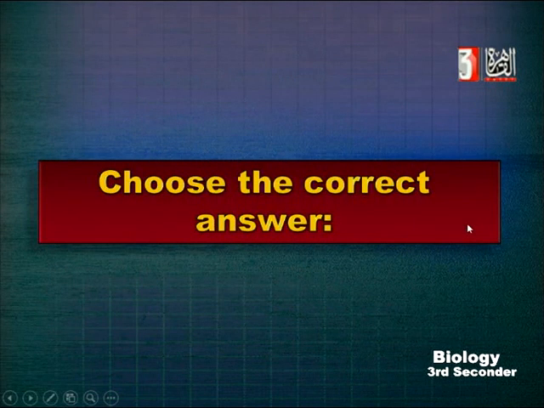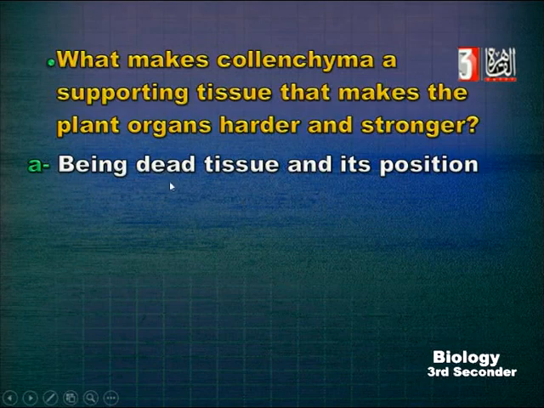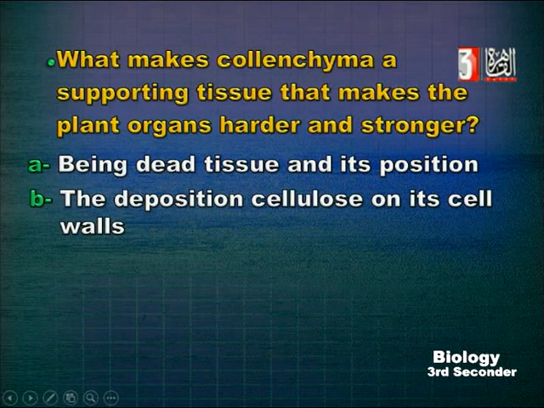Now let's answer some questions about what we have studied. Number 1, what makes collenchyma a supporting tissue that makes the plant organs harder and stronger? A, being dead tissue and its position, but collenchyma is not dead tissue, so it is wrong. B, the deposition of cellulose on its wall, it is a good answer, but let's see the other answers.